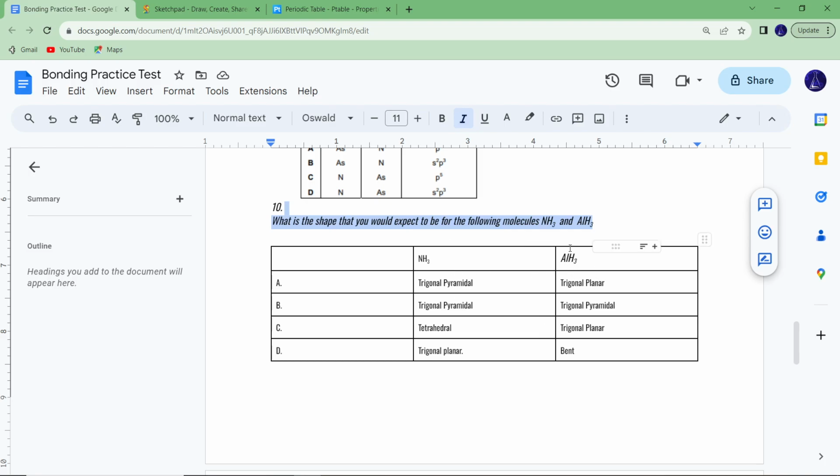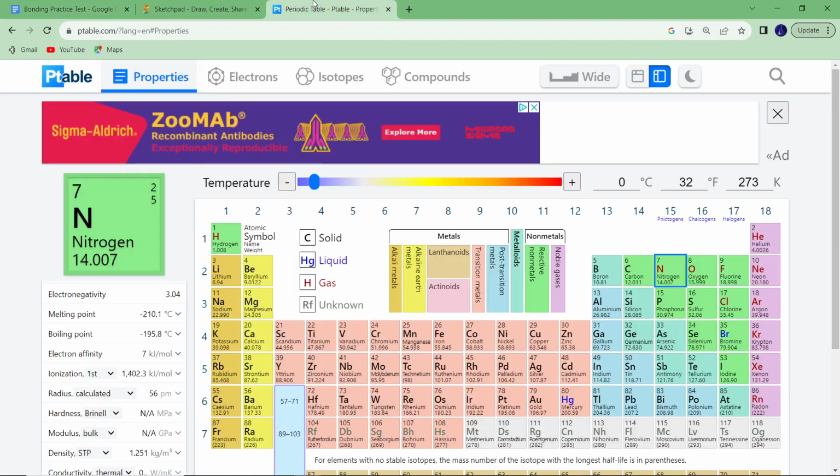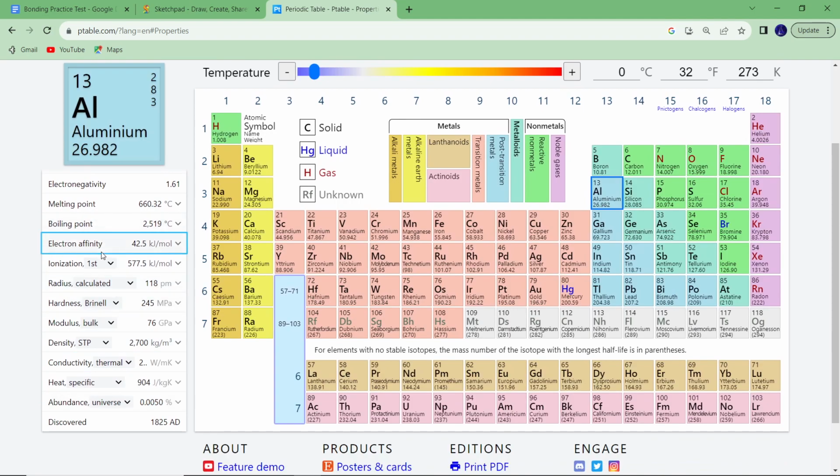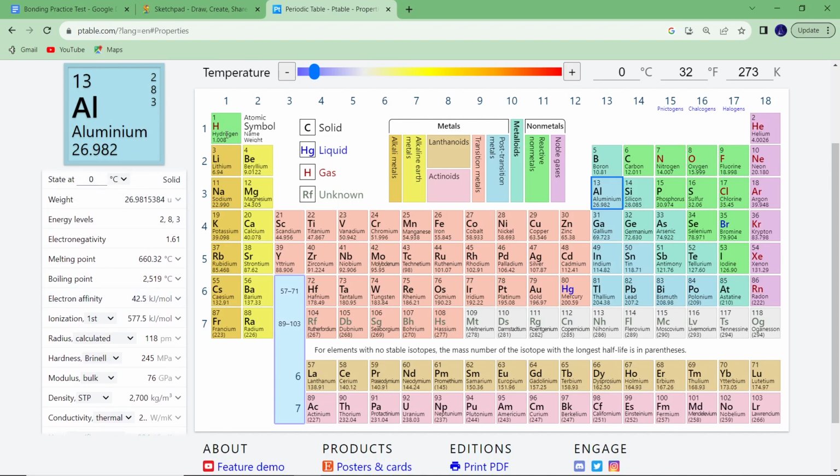AlH3, this is a case where we have aluminum, and it looks like it's one of those weird cases where aluminum is sharing its electrons instead of giving them up. And that's going to happen every so often with some of our metals that are in this bubble, and aluminum is one of those special ones that does that. That just has to do with its electronegativity. Its electronegativity is 1.61. Hydrogen's is 2.20. It's going to share it because the electronegativity of hydrogen isn't quite enough to take it all the way.